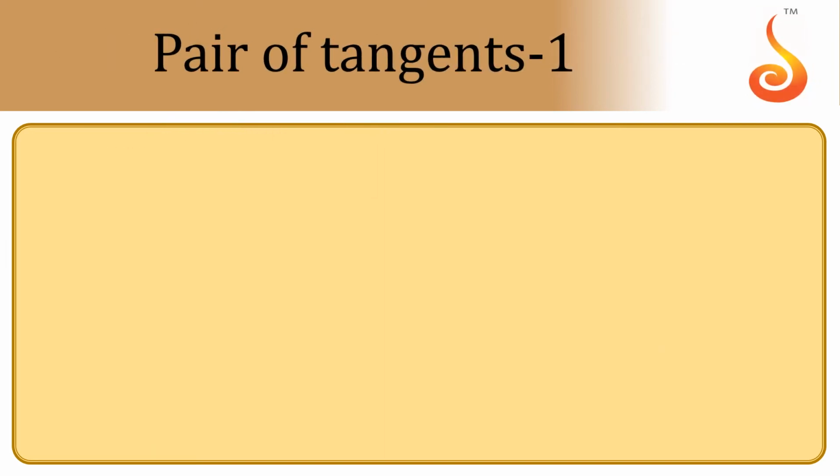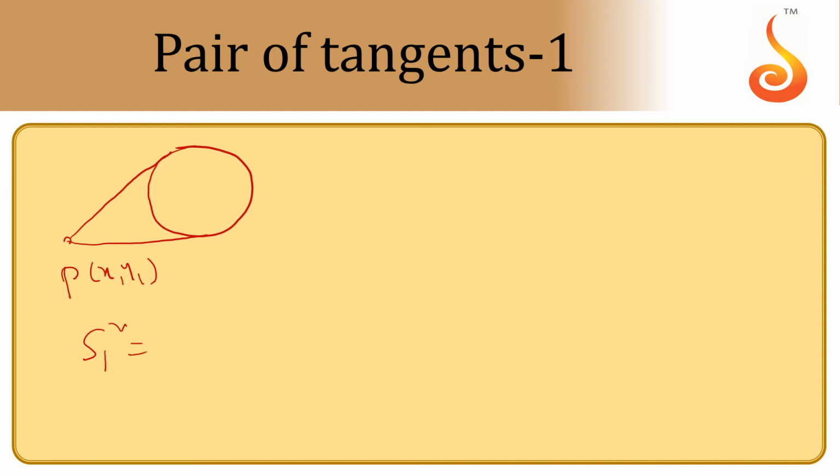Now let us discuss the pair of tangents. Suppose you have a circle; from a point outside the circle we can draw two tangents, a pair of tangents. How to get its equation? By using the parametric form of the straight line, you have a procedure. Directly you can prove it: S1 square equals S11 into S. So you know that this is a second degree equation.